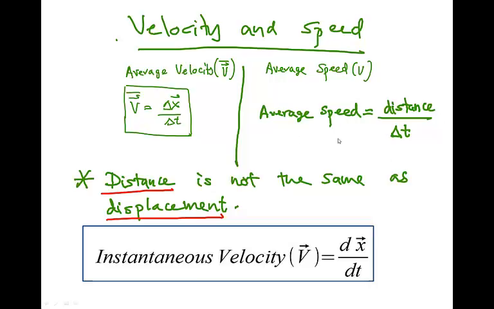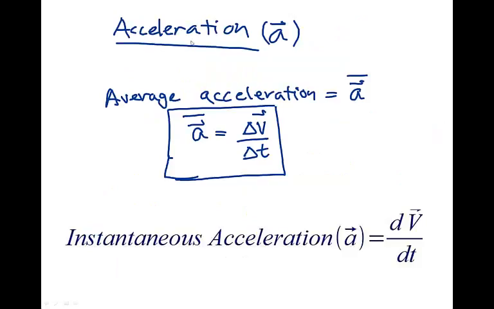The difference between the two is that the average velocity is a vector, but the average speed is a scalar. That means the speed doesn't have a direction, right? Vectors have a direction and a magnitude. And also we define the instantaneous velocity, which is defined as dx over dt, the derivative of x with respect to t. And the other parameter is the acceleration.